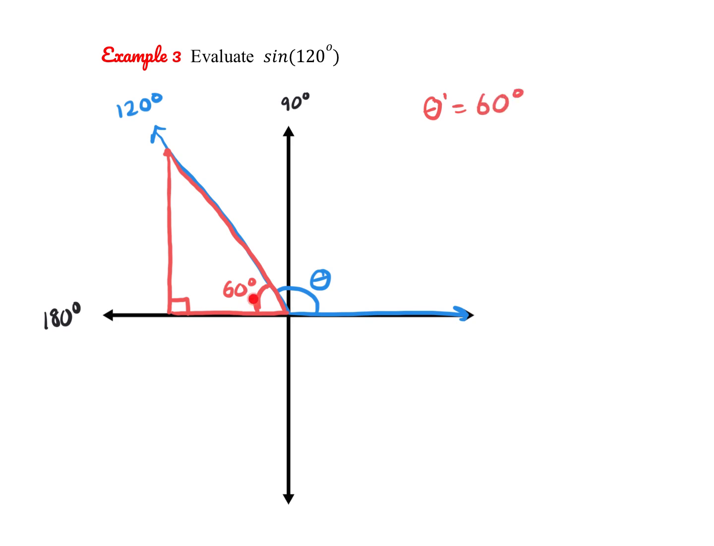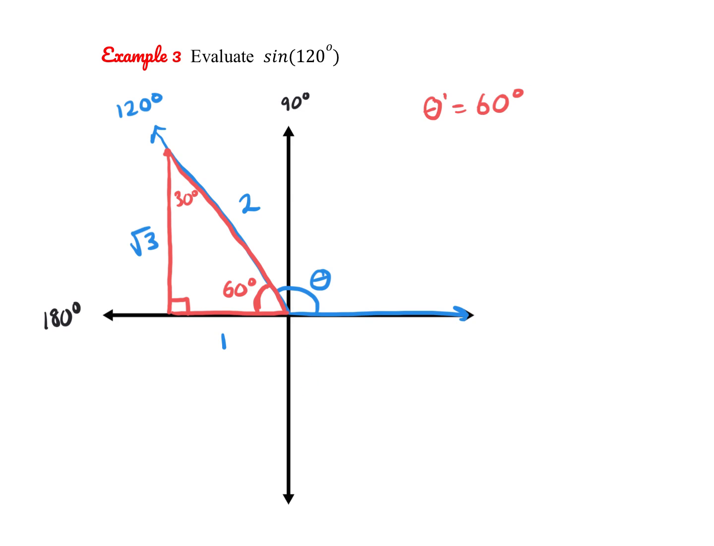Since I have a 60-degree angle here and a 90-degree angle, this makes a 30, 60, 90 triangle. So I know how to mark up the sides. Across from 30 is 1, hypotenuse is 2, the other leg is root 3. But we have to be careful about something.